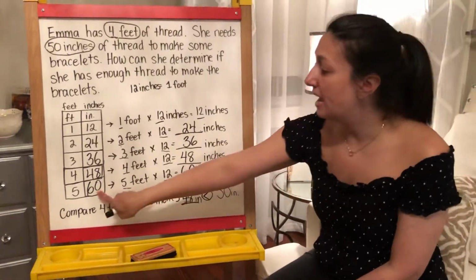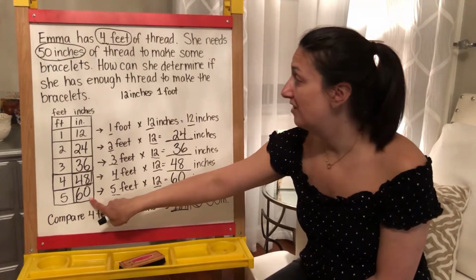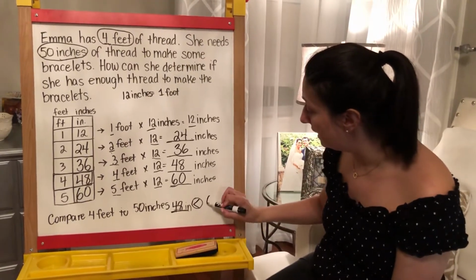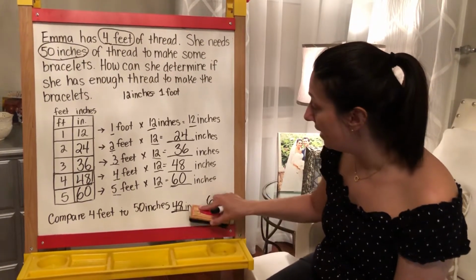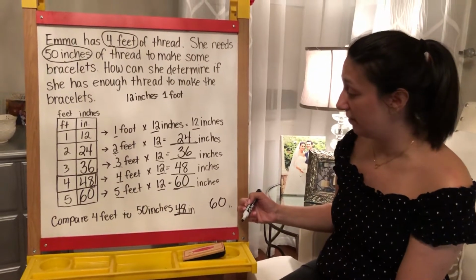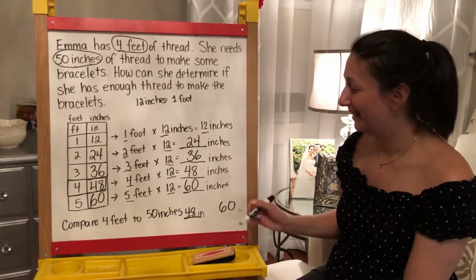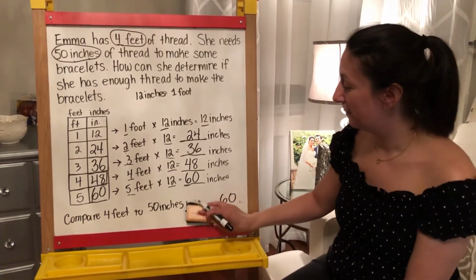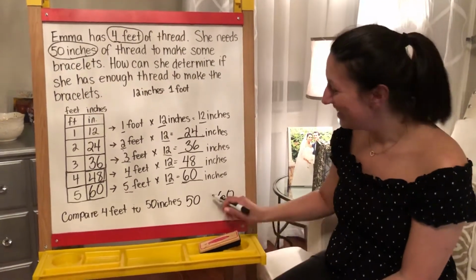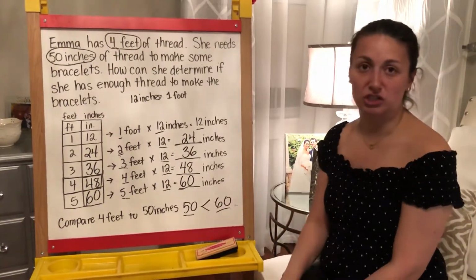She's going to have to go ahead and buy 5 feet, okay? If we look here, 5 feet would give me 60 inches, which, if I'm comparing 48 to 60, I can see that 60 is going to be greater and she would have enough. Okay? Is that right? I compared the 60 to 50. To 50 inches. Sorry. She needs 50. She has 60. 60 is greater, so then she would have enough.